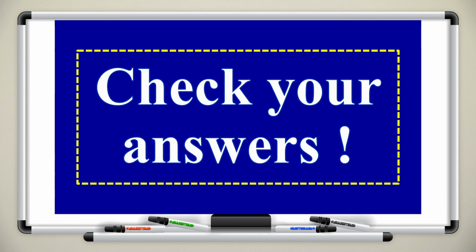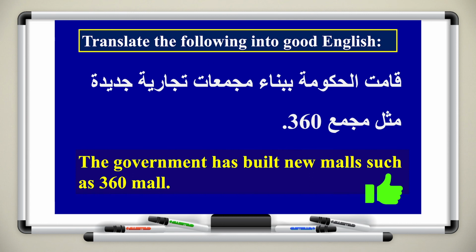Now, let's check your answers. So this is the translation. The government has built new malls such as 360 Mall. Now, this is an accepted translation. Like we said, we did not leave any spaces in the translation, and we've also made sure that we did not do a word-for-word translation.